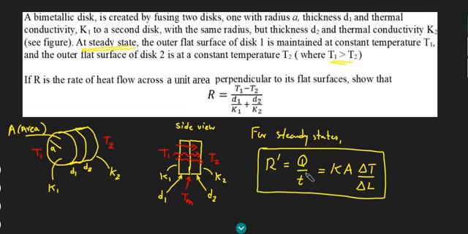Okay, so we are going to use this equation twice, once for disk 1 and the other time for disk 2, and then combine the two equations using this interface temperature Tm. So let me first write down the heat conduction equation for steady state for disk number 1. Then I have R prime equals K1A. The temperature gradient would be T1 minus Tm divided by the thickness, which is D1.